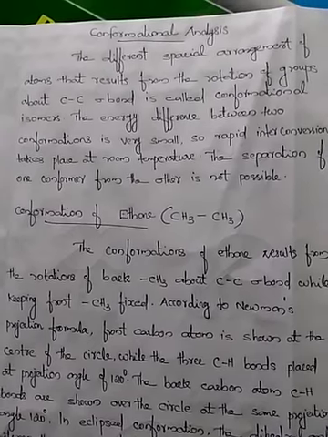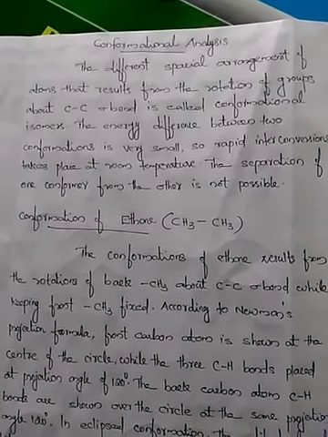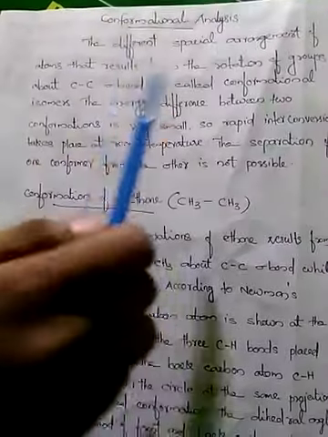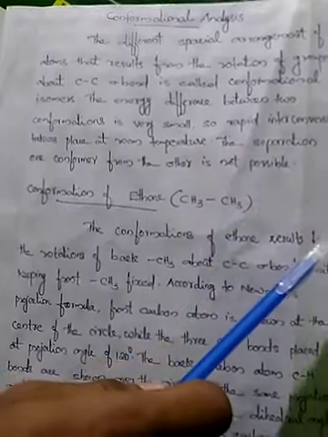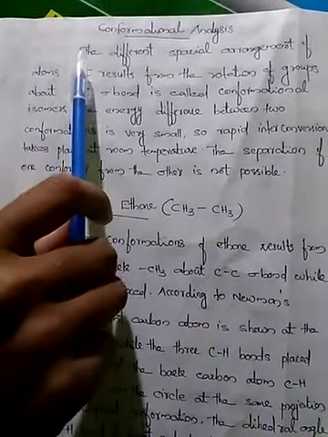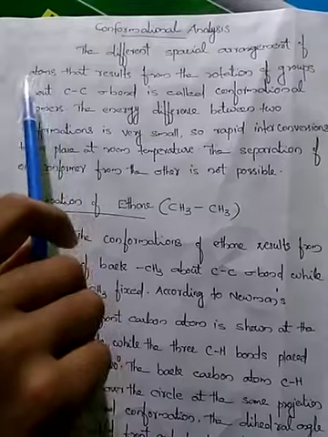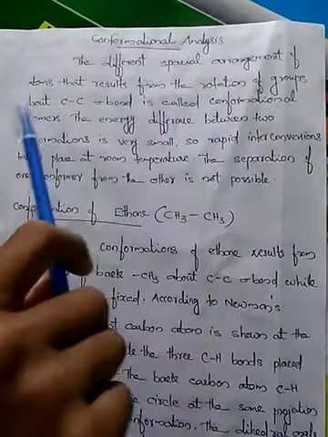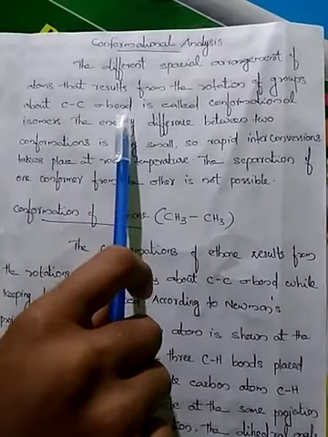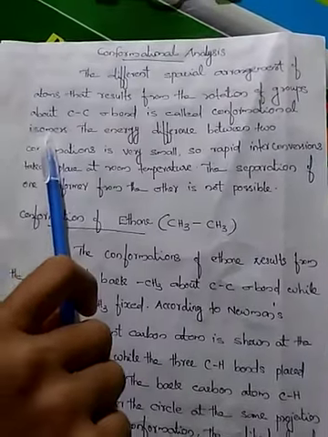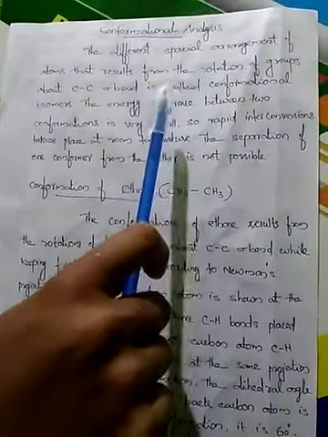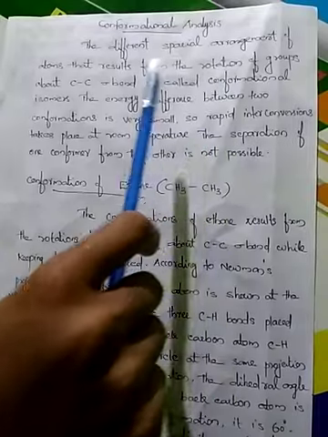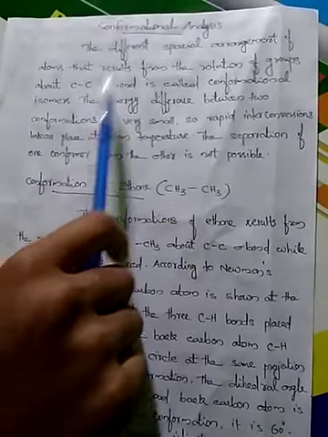Dear students, today we are discussing another topic, that is conformational analysis. What is conformational analysis? The different spatial arrangement of atoms that results from the rotation of groups about the carbon-carbon sigma bond is called conformational isomers. So conformational isomers we get by the rotation of groups about the carbon-carbon bond.